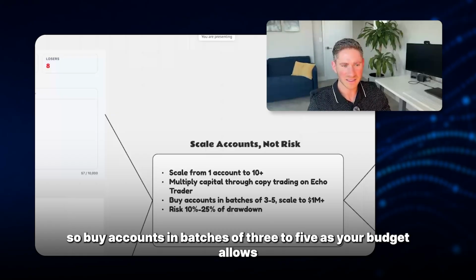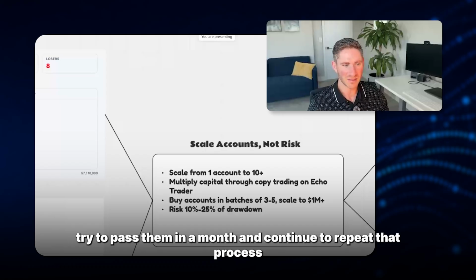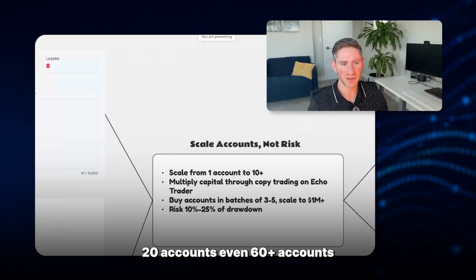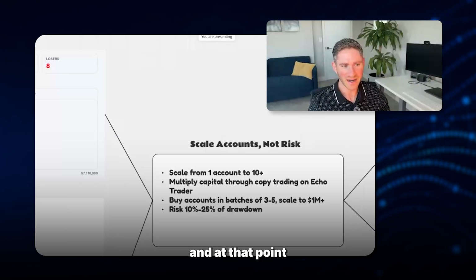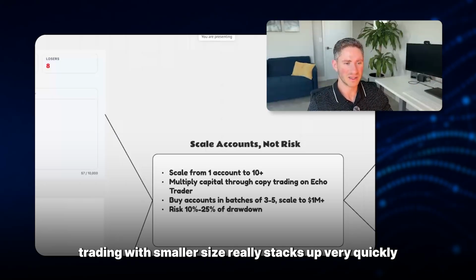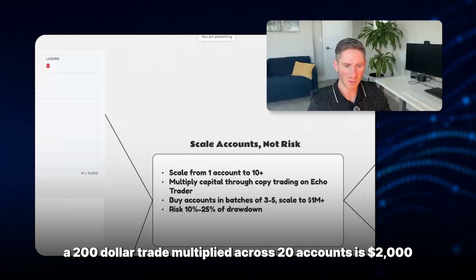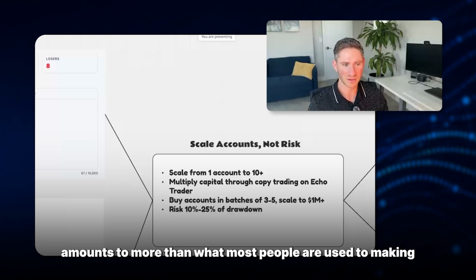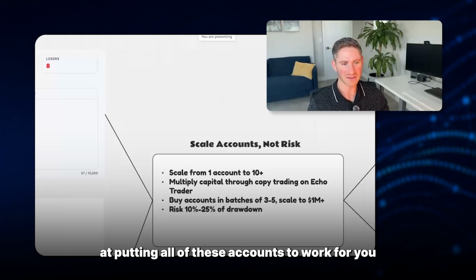So buy accounts in batches of 3 to 5 as your budget allows. Try to pass them in a month and continue to repeat that process. Then you can quickly scale to 10 accounts, 20 accounts, even 60 plus accounts we've seen at the very top end, and well into the 7 figures in capital. And at that point, trading with smaller size really stacks up very quickly. If you think about it, a $200 trade multiplied across 20 accounts is $2,000. That small of size amounts to more than what most people are used to making in a single day. That's the best chance you have at putting all of these accounts to work for you.